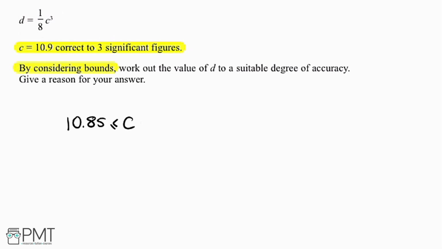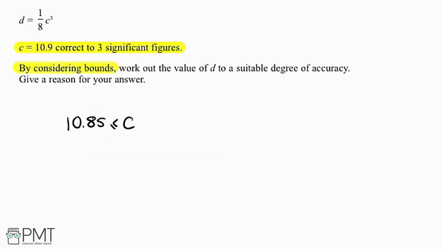10.85. And if we think about this, if we had 10.84999, and that keeps going on like that, so just below 10.85, this number, if you round it to 3 significant figures, would go to 10.8. So this is the lowest number that rounds to 10.9.